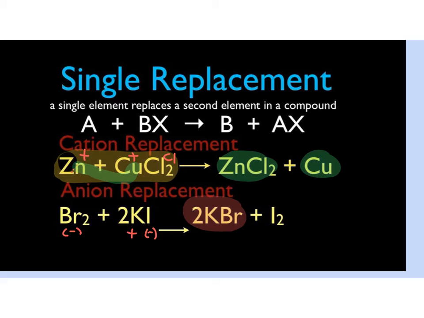And then that leaves iodine all by itself. So basically what happens is you look at the lone element. You're going to have a lone element and then a compound. You take a look at the lone element and say, is it a metal or a non-metal? If it's a metal, it's going to kick out the metal in the ionic compound. If it's a non-metal, it's going to kick out the non-metal in the ionic compound.